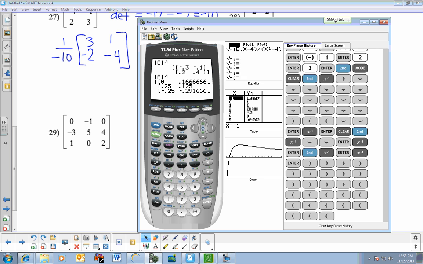So we have determinants for 2x2 and 3x3 that you have to do by hand. We have inverses for 2x2 by hand. Inverses for 3x3, we're going to leave that to the calculator. So there is matrix day 2.